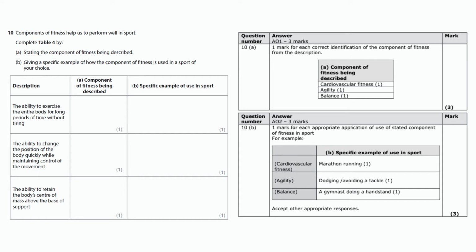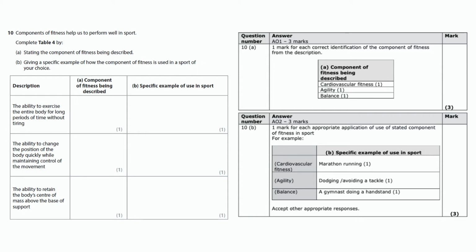The first question then is 6 marks, all as 1 markers as part of the table. So you need to state the component of fitness being described and then give a specific example of how the component of fitness is used in a sport of your choice. The important part here is I think the component of fitness part hopefully is relatively easy if we've learnt most components of fitness. People get this wrong because they don't give a specific example of a use in sport. They're too sort of broad in their example. You need to be as specific as you possibly can.